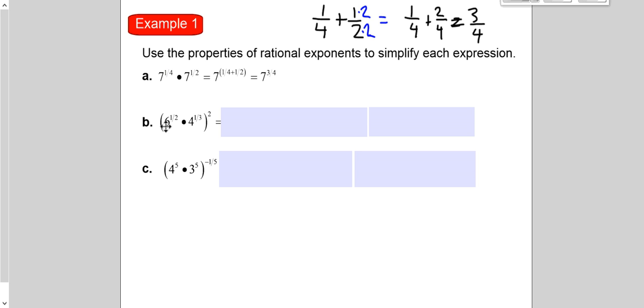Next one, 6 to the 1/2 power times 4 to the 1/3 power, all of that squared. The exponent of the 2 is next to parentheses, so it affects everything inside those parentheses. And when you raise a power to a power, you need to multiply. So we get 6 to the 1/2 squared, and we have 4 to the 1/3 squared.